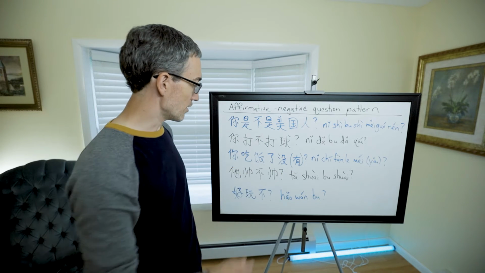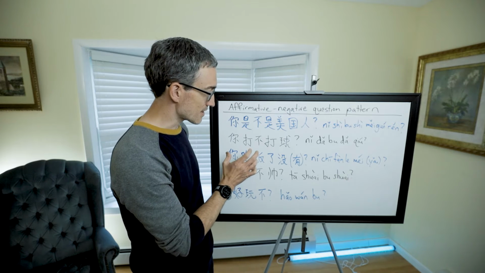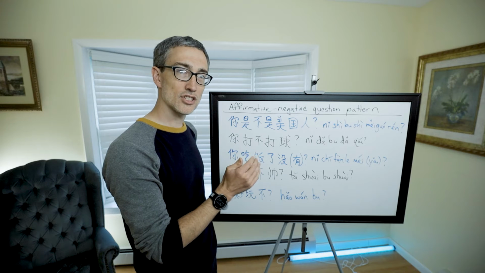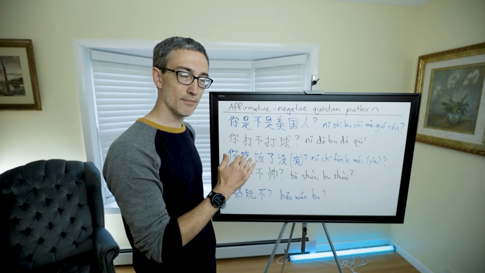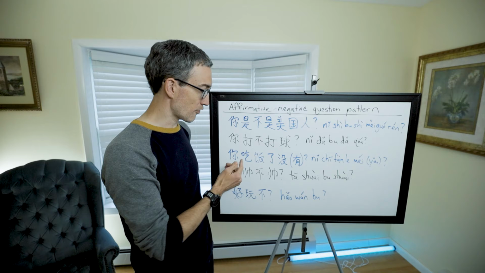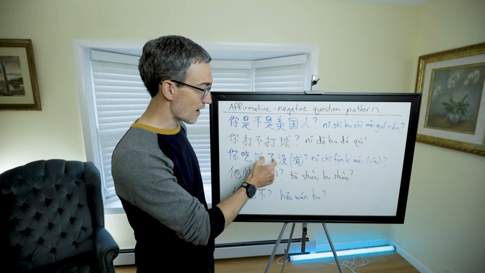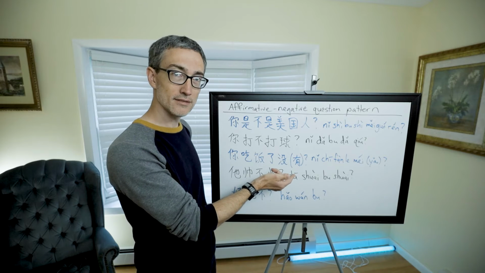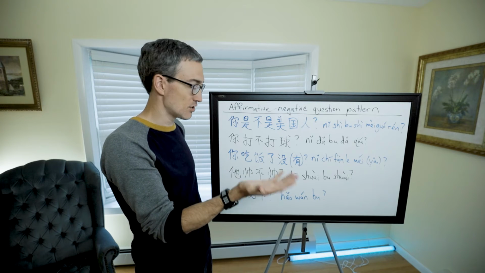Okay, here we go to this. So now we're talking about a sentence asking about a completed action. Did this action happen or not happen? So the affirmative form is 吃饭了, ate. So I'm asking, did you eat or not? Did you eat, essentially?